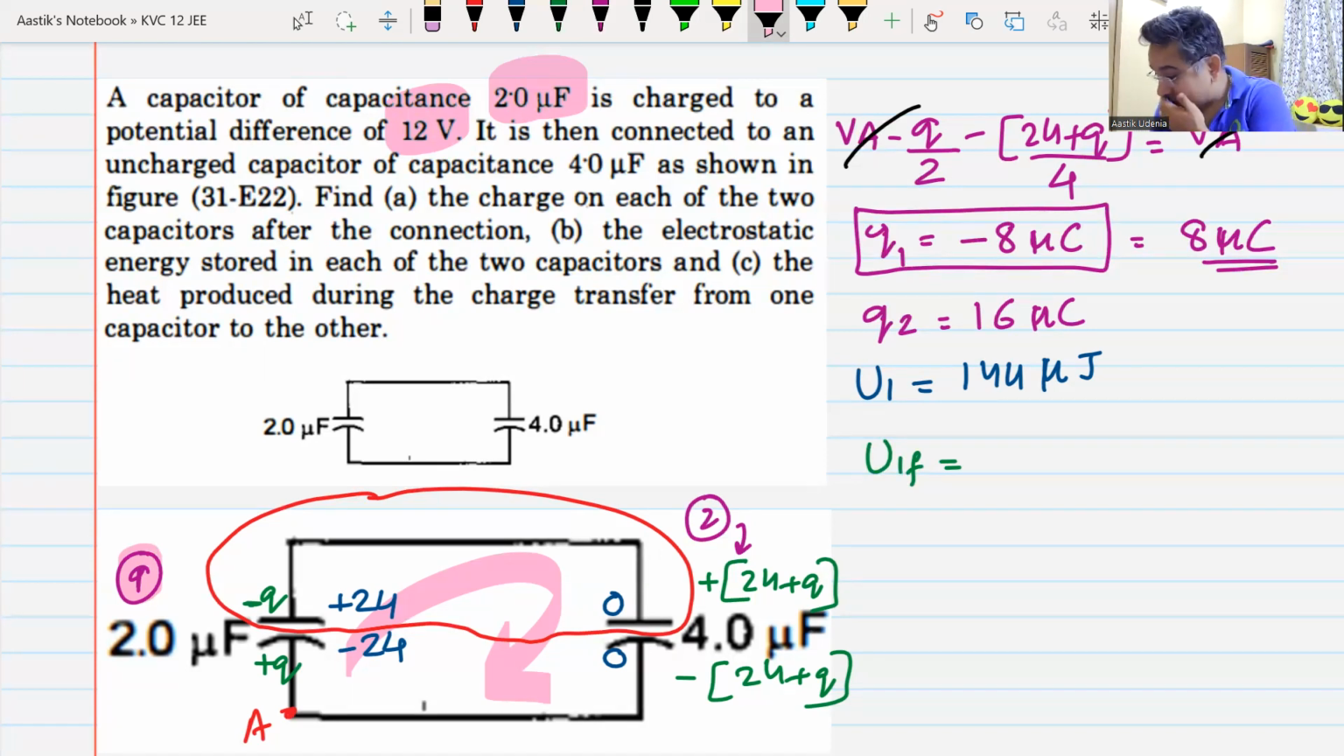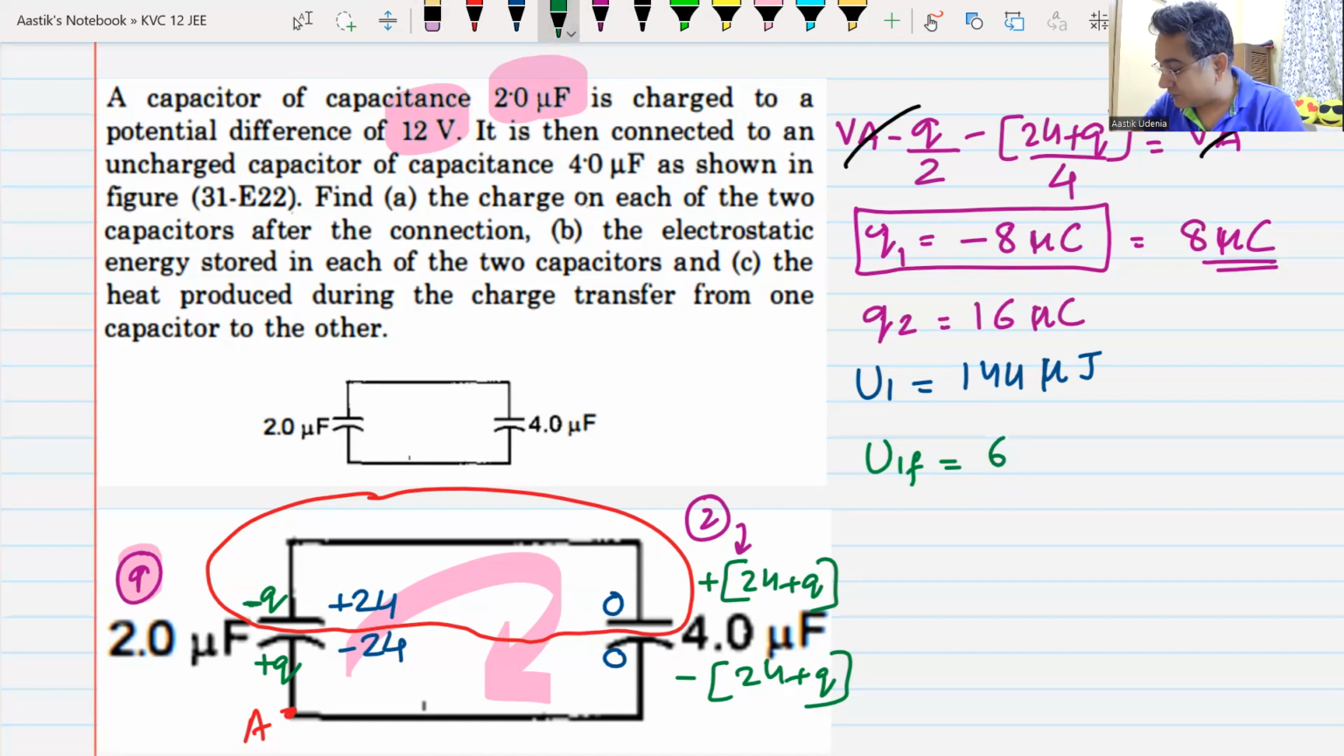Yes, what is the answer for the final energy of the first capacitor? 16, sir. Thank God, sir. God exists, sir. I had lost all the faith in God. Q square by 2C. Q square is 64 divided by 2C. I will not write the formula because there's no point of writing the formula. 16, not 16. 64 microjoules.